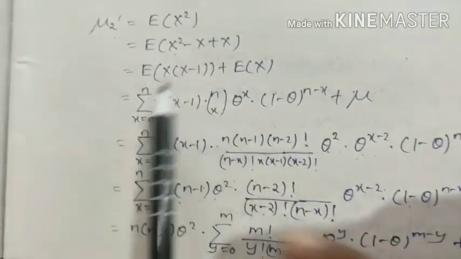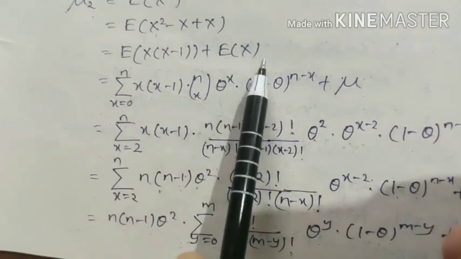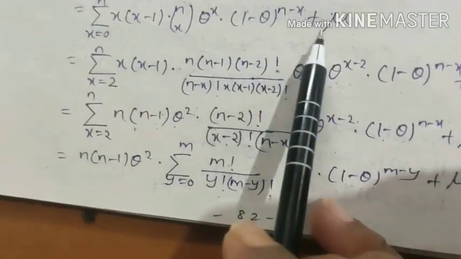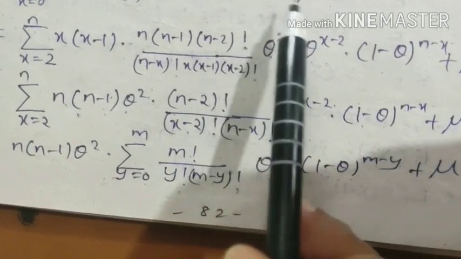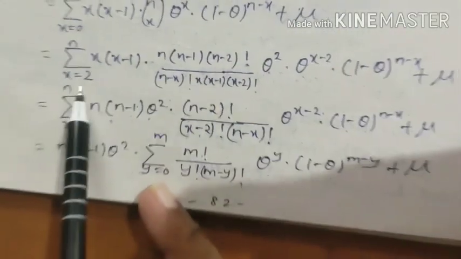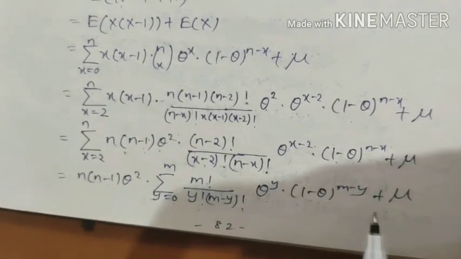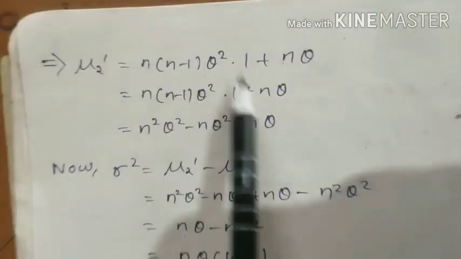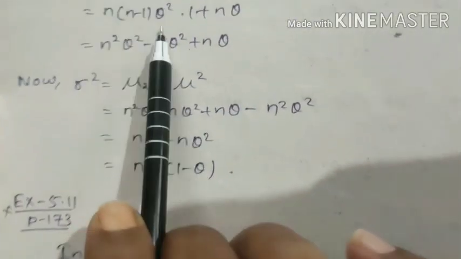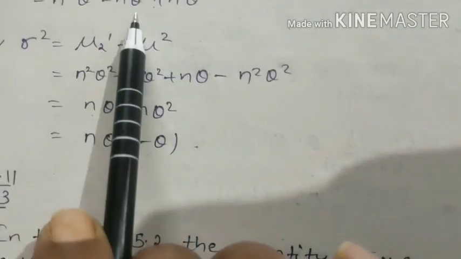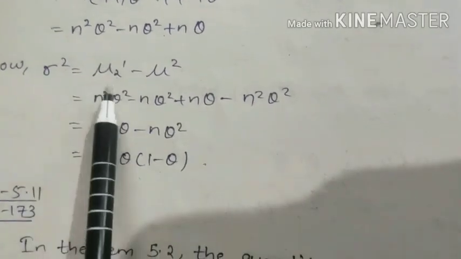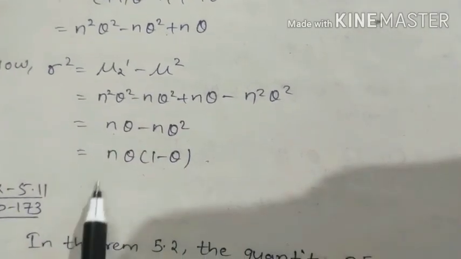Variance: sigma square equals E of x square; adding and subtracting x, E of x into x minus 1 plus E of x. And so automatically the first one is summation x into x minus 1 nCx theta to the power x into 1 minus theta whole to the power n minus x, plus mu. After that you have to simplify. After the simplification, n into n minus 1 theta square plus n theta, and after that n square theta square minus n theta square plus n theta. After that sigma square is equal to mu 2 dash minus mu square, and put the value: n theta into 1 minus theta.